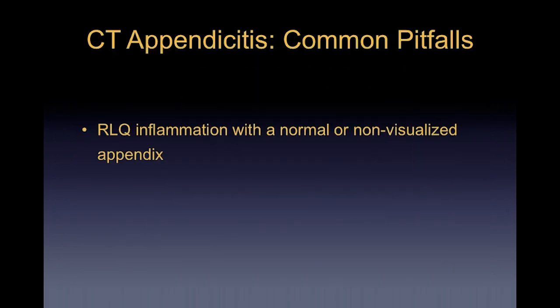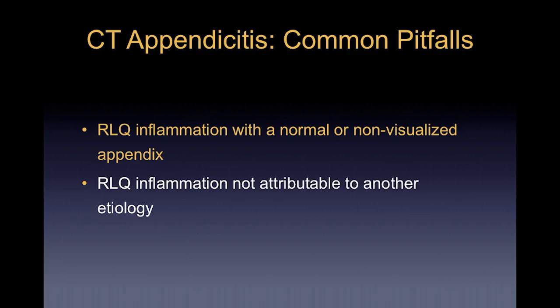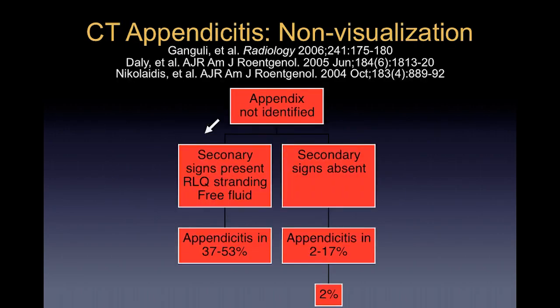Okay, so let's talk about the third scenario. We've got right lower quadrant inflammation with a normal or non-visualized appendix. This, of course, I'm talking about right lower quadrant inflammation that's not attributable to some other etiology, some other diagnosis that we've made looking at the scan. So here we go down the other side of the algorithm.